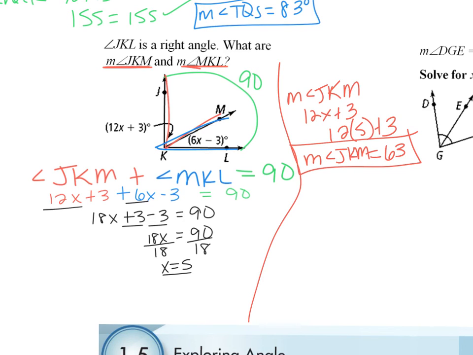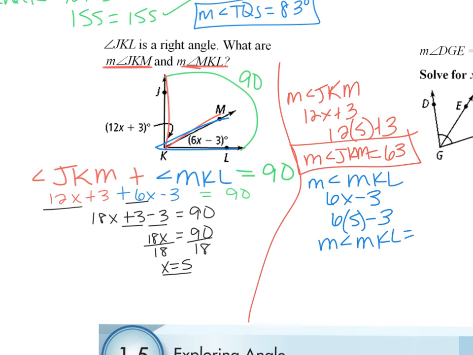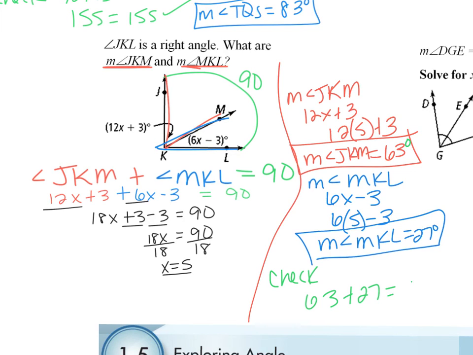Let's find out the measure of angle MKL. It would be 6x minus 3. Plug in 5 for my x. 6 times 5 minus 3, 30 minus 3, so 27. So the measure of angle MKL is 27 degrees. There's our other answer. Let's do a quick check. So check 63 degrees plus 27 should equal 90. Yes, it does. So 90 equals 90, check. That one is correct.